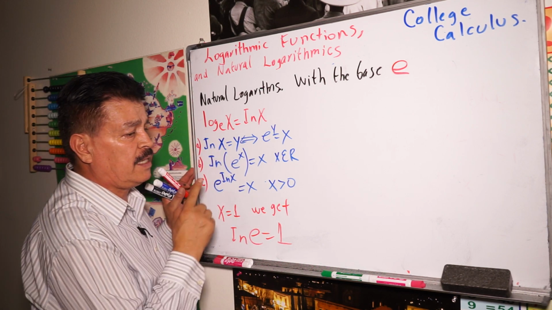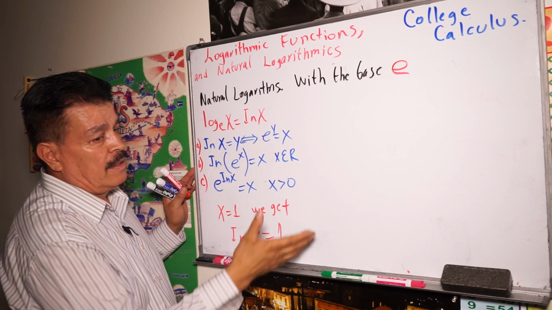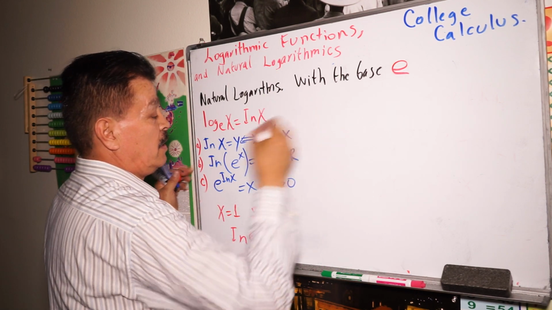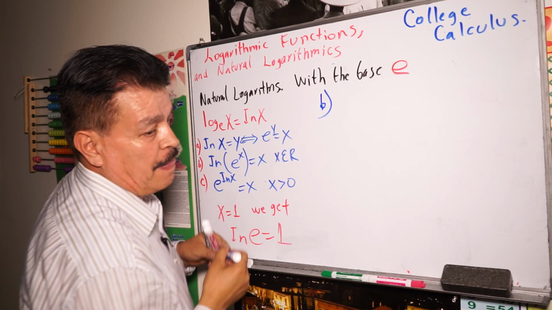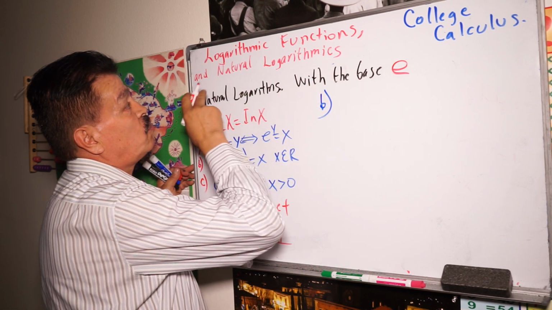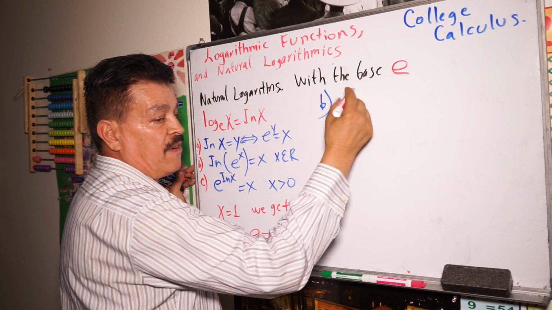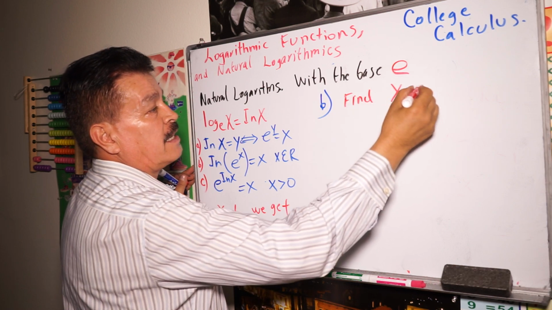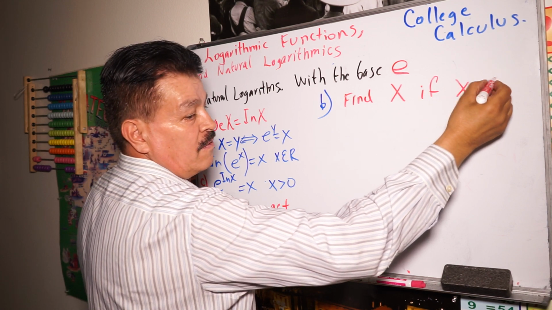Natural logarithm. Let's solve one problem. We did one, remember the first one; this is going to be the second problem. When we solved one problem, to show you what I mean, a logarithmic function. The first one, I'm going to solve this problem: find x if ln x is equals 5.